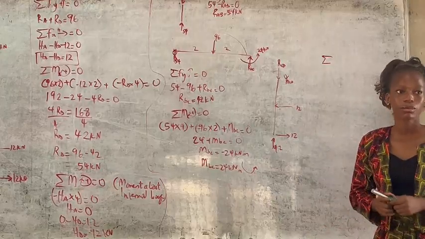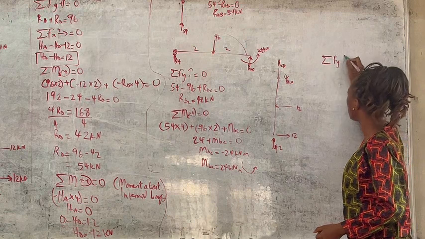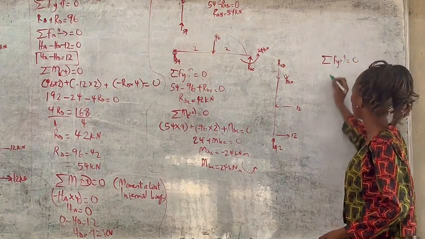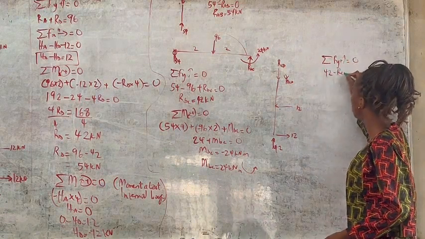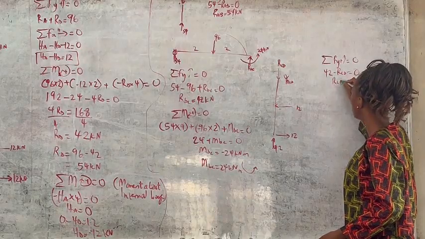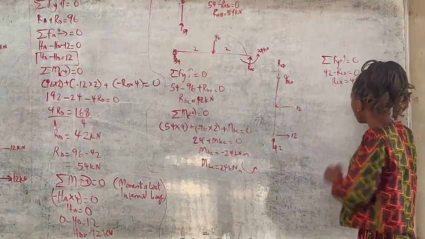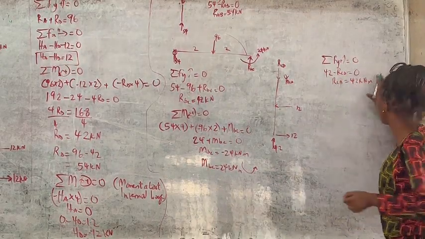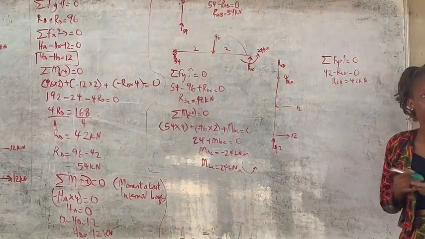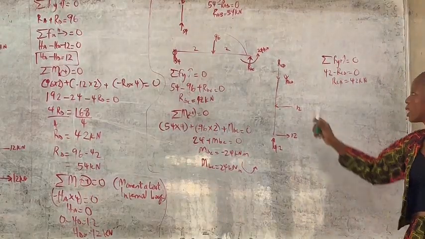Sorry. Summation Fy equals what? 0. So you have what? 42 minus RCD equals what? 0. So RCD is what? 42 kilonewtons. So you've got an RCD. What's next? Our moment.